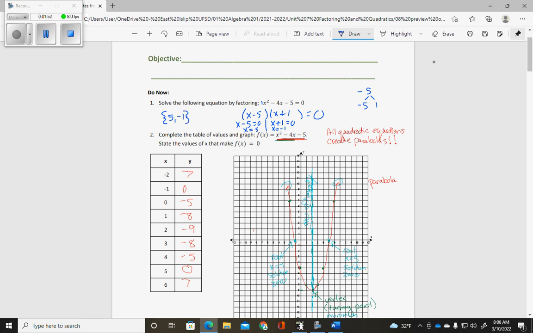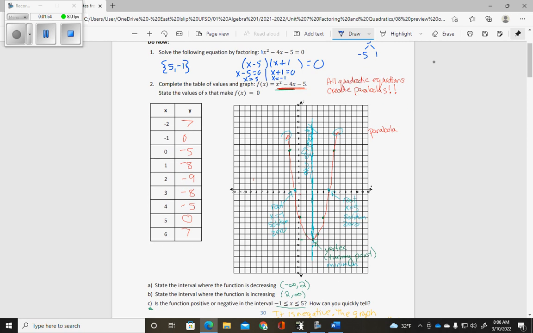And from watching the video yesterday, you saw that where it crosses the x-axis, those are called the solutions, or they're called the roots, or they're called the zeros. And notice where the parabola crosses the x-axis is at negative 1 and 5, the same exact answers that we get from factoring. So that's how come we're calling this lesson Solving Quadratic Equations by Graphing. Where the parabola crosses the x-axis is actually the solutions or the roots or the zeros to that quadratic equation.